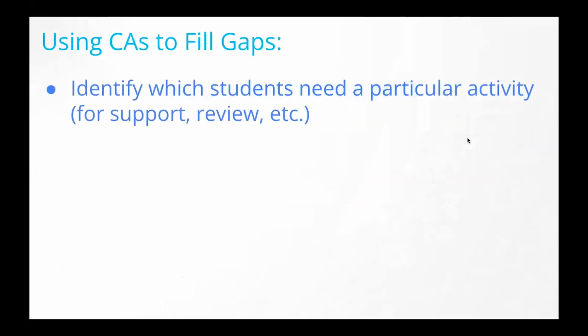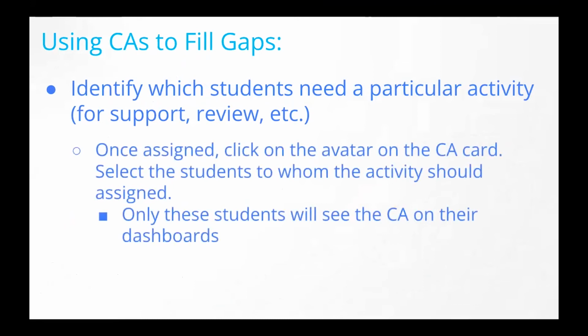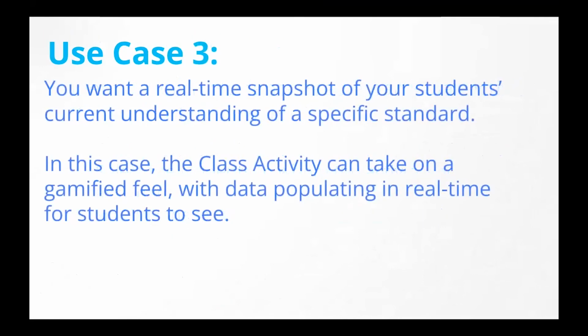So again, you can identify which students need a particular activity. You could identify this maybe using one of the class activities as a formative assessment. Maybe the one that we just looked at where the average was an 82%. I saw like 3 or 4 kids that need extra support. Assign one more activity, just pick those 4 students, meet their needs. And again, you'll just have it show up on those students' pages.